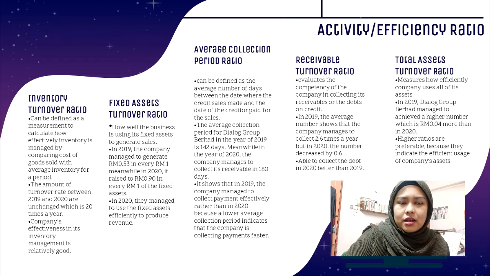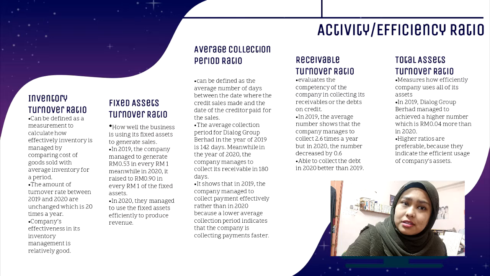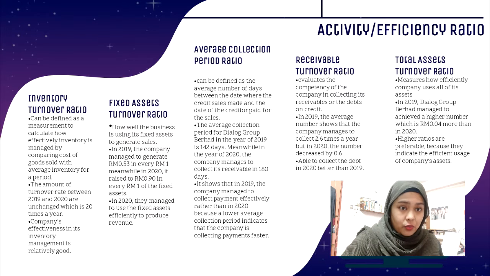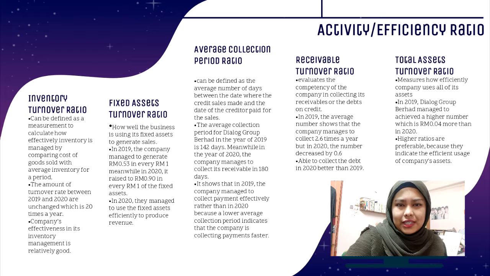So for the year 2019 and 2020, it can be seen that the turnover rate is the same for the 2 years, that is 20 times in a year. This indicates that the company's effectiveness in its inventory management is relatively good, as a higher inventory turnover rate in a year shows that the sales of goods is at a satisfactory level. In other words, the company took about 20 times to restock the goods for their business in the year.